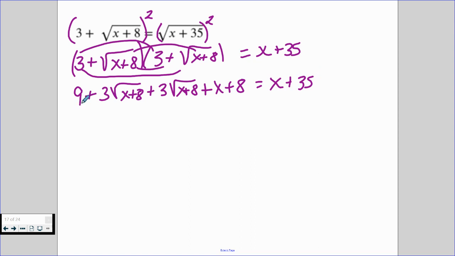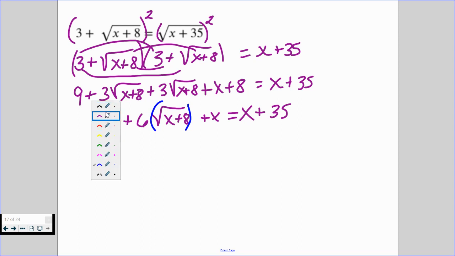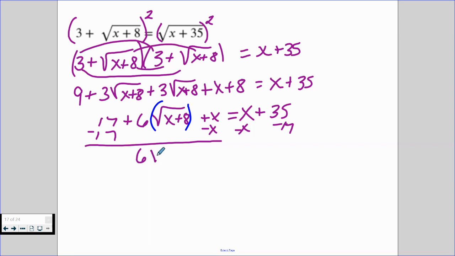And now we need to combine our like terms. So 9 and 8 give me 17. I have 6 groups of the square root of x plus 8. And then x here, I forgot to just put it over here. And so I want to now, notice I have a radical still left. So what we want to do is look at this radical and move everything away from it. So we need to, again, isolate our radical. So I'm going to move my 17 and my x from this side to start with.